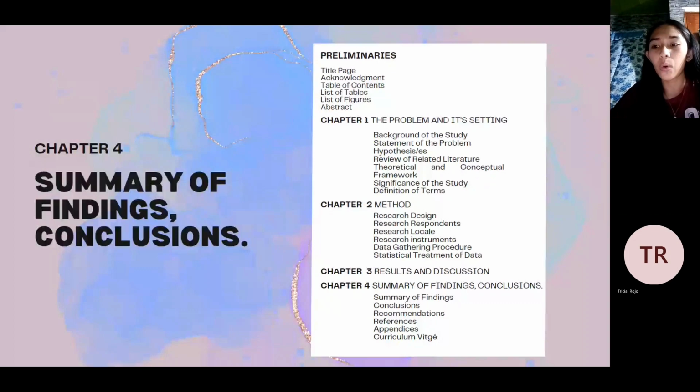Appendices. A supplementary document that facilitates your readers' understanding of your research, but it's not essential to your core argument. And lastly, curriculum vitae. A summary of one's personal history and professional qualifications submitted as a part of a job, graduate school, or internship application process.